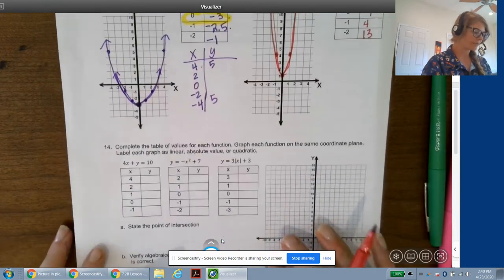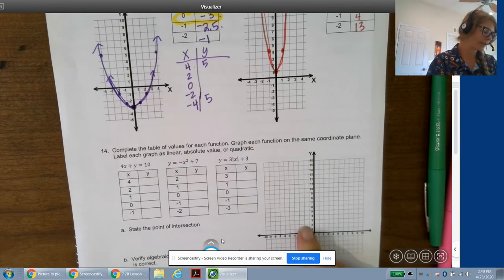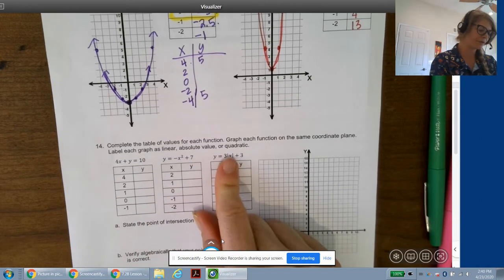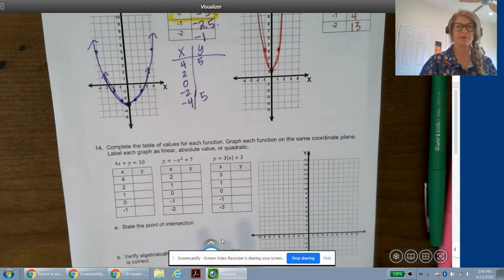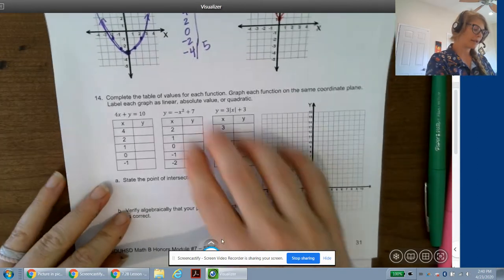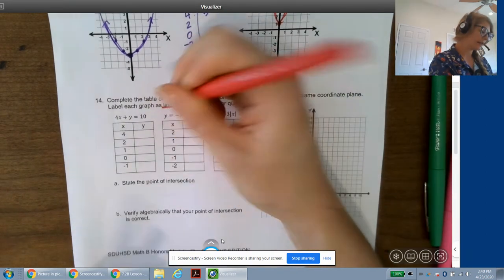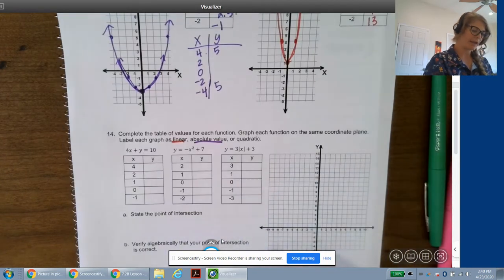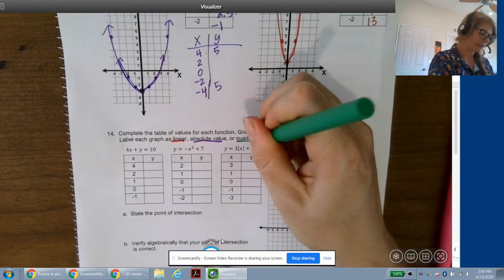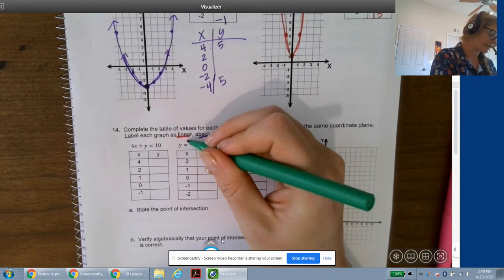Okay, so we're going to complete each of these tables of values for each function, and we're going to graph the function on the same coordinate plane and label each graph as linear, absolute, or quadratic. So we're kind of bringing it all together for the past couple lessons, and we are going to be able to tell already which one's going to be linear, which one's going to be absolute value, and which one's going to be quadratic. The quadratic one is always going to be the one with the x squared. So this one's going to be quadratic.